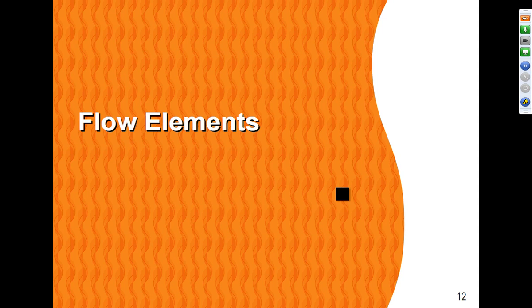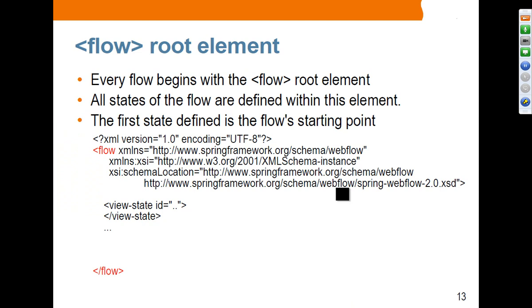All right, so now let's talk about the flow elements. We are talking about the flow definition file. The flow definition file will start with a flow as the root element, like this. Everything in that flow definition file, every state, will be defined inside this flow element. The first state defined is the flow's starting point. So if you have a first view state like this, that is the starting point, and typically this is displaying a page.